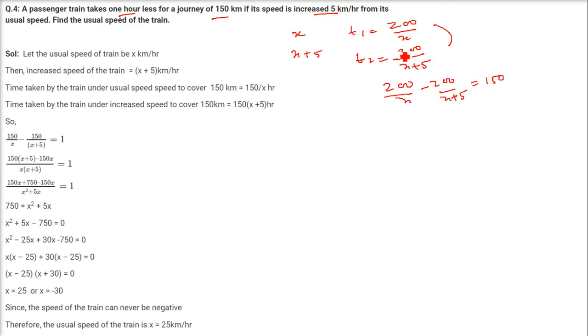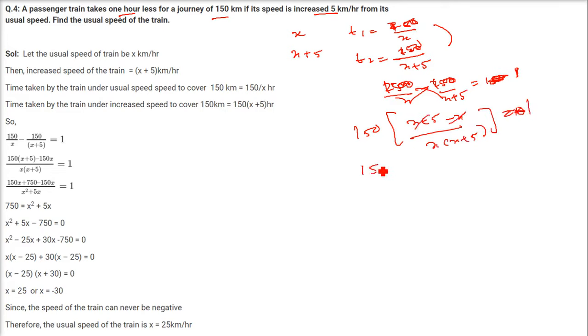So this is what we are going to solve. This is 200, 150. I don't know why I did 200, 150. So 150 I'm taking out, and this is equal to 1 hour. So I'm just changing it. So x plus 5 will go here, x will go here, and then we have x into x plus 5 equal to 1.